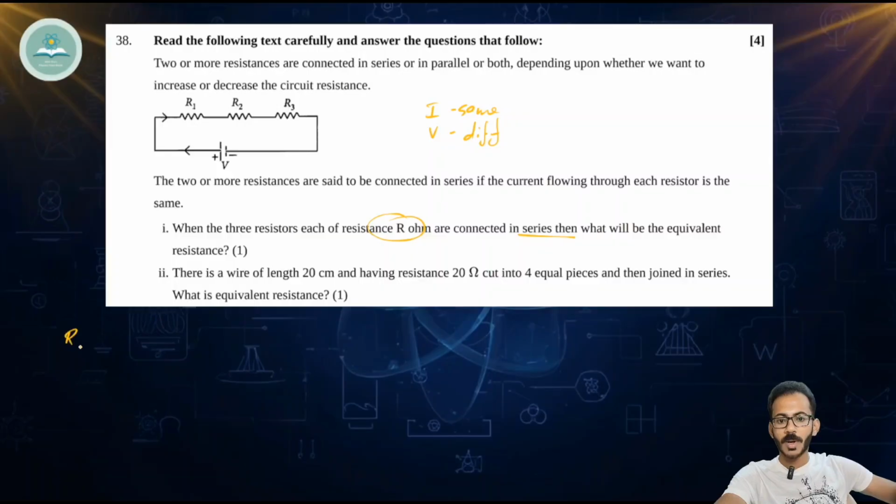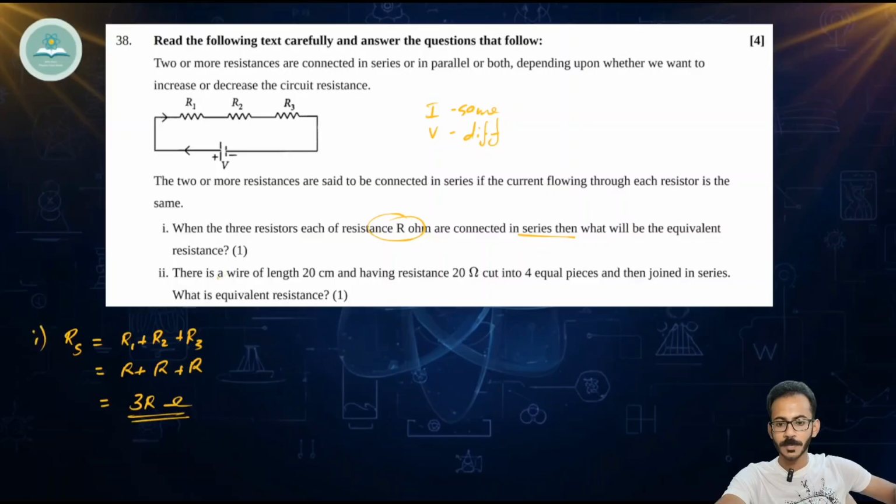It is series connection. We know in series connection, we'll just add all the resistors. R1 plus R2 plus R3. Here resistance 1 is R ohm, resistance 2 is also R ohm, and 3 is also R ohm. So our total resistance will be 1R plus 1R plus 1R, that is 3R ohm. This much will be the resistance. So this is the first.